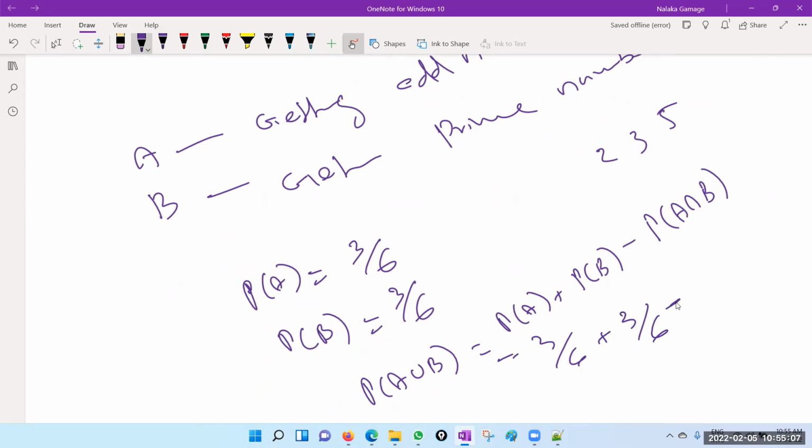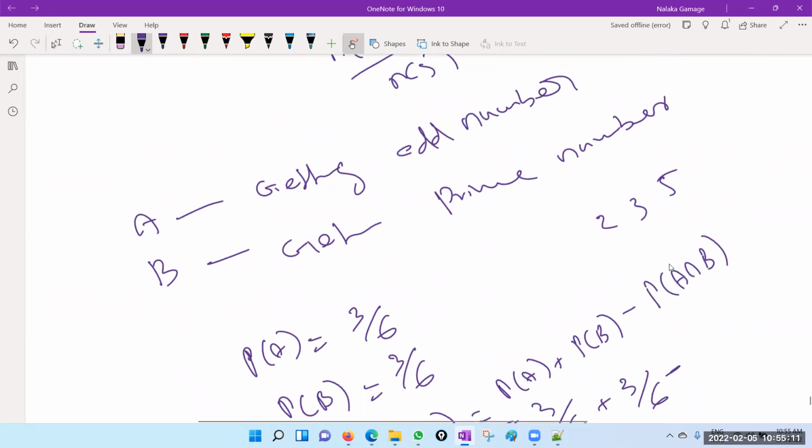Now what is the probability of both A and B happening? That is, it is both odd number and prime number. So what are the both odd and prime numbers? What outcomes satisfy those? So 3 satisfy, 5 satisfy. So therefore there are 2 outcomes, altogether 6 outcomes.